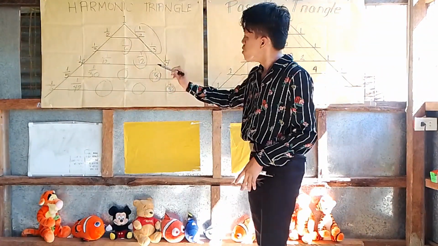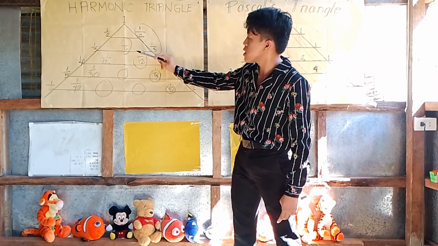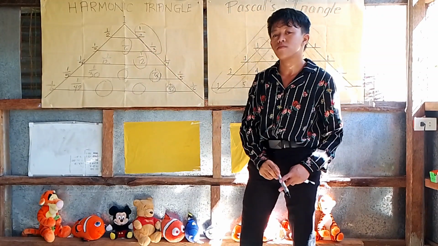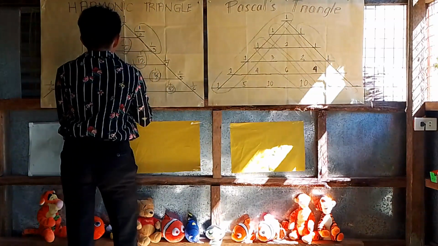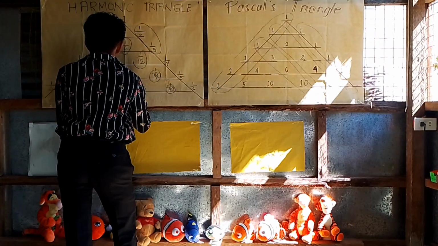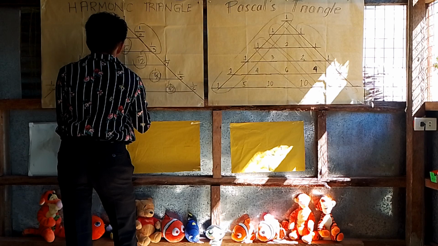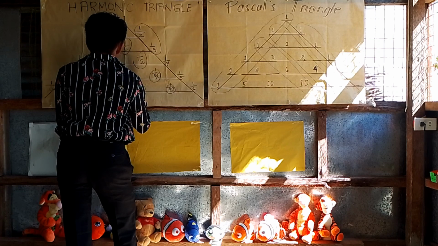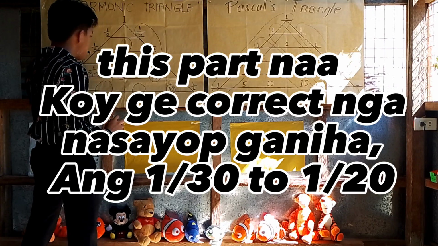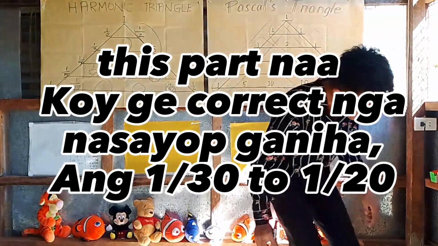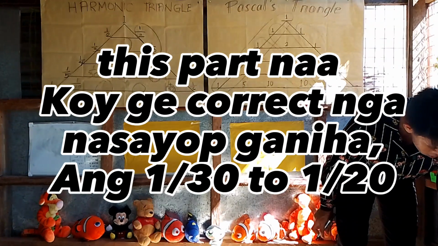So, 1/6 minus 1/12. Correct. 1/30. Is that right? 1/30.